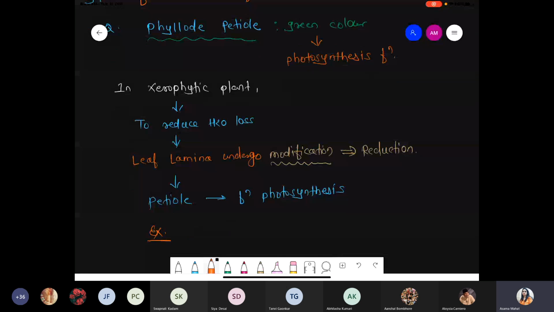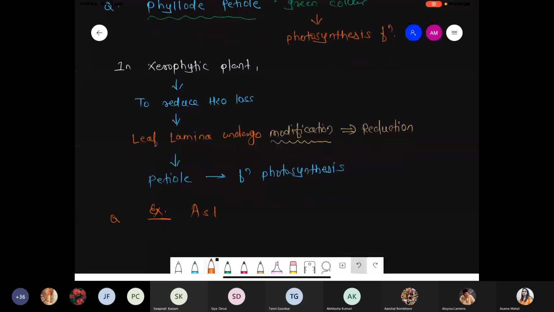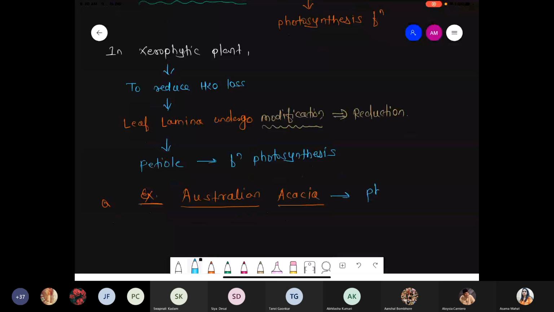Phyllodes means what? Basically these are one leaf modification. Leaf lamina, they are showing reduction, and petiole, they are performing the function of the photosynthesis, right? And such condition is present in case of the Australian acacia. One question already asked. Australian acacia. And in such type of this Australian acacia, we just discussed, there is a presence of the phyllodes petiole. Okay, phyllodes petiole, that's it.